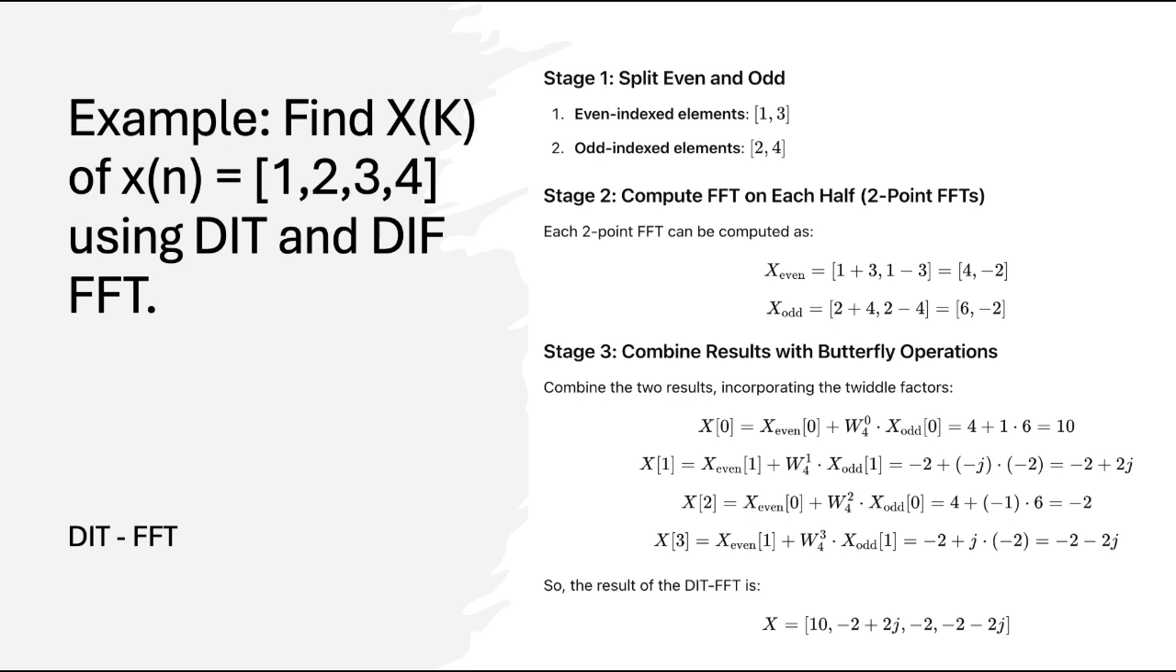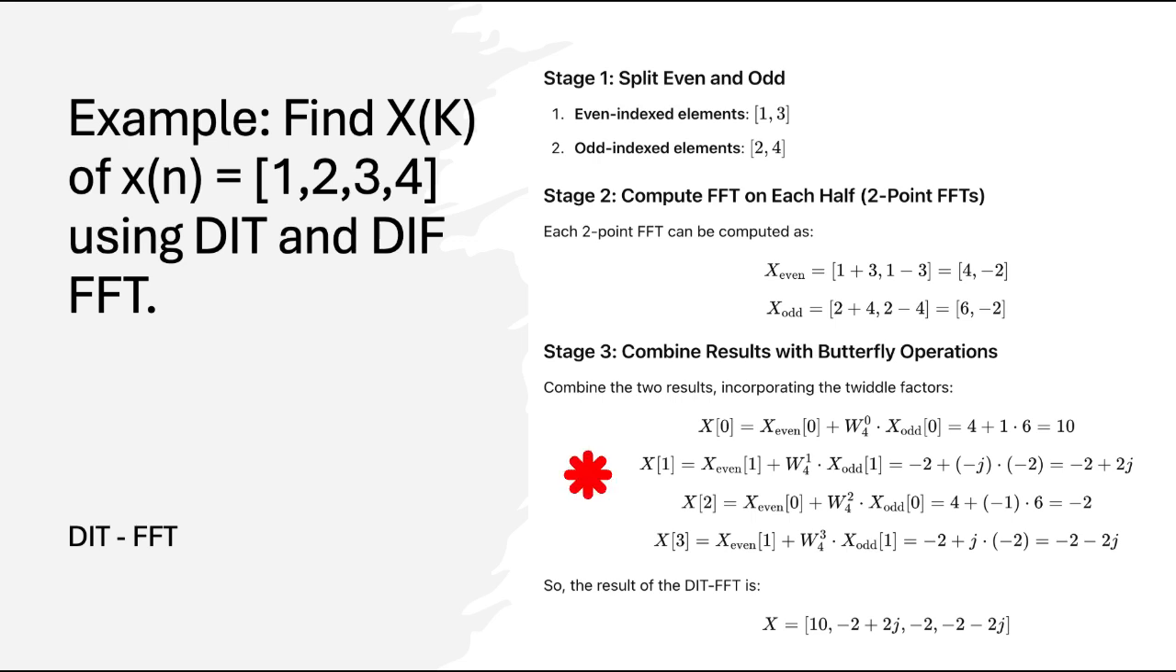Now we combine these two halves to get the final 4-point DFT. We can't just concatenate them. We need to apply the twiddle factors, which account for the phase shift between the even and odd samples. Here N equals 4. The twiddle factors are the fourth roots of unity. Let's recall them. W0 is 1. W1 is negative j. W2 is negative 1. And W3 is j. We combine them using the standard butterfly equations.